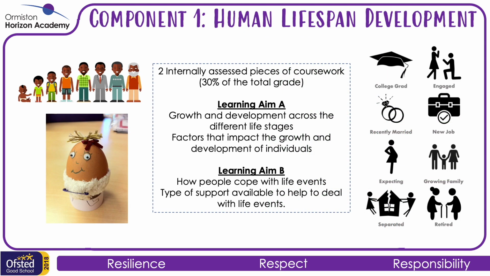The first of the 3 components is component 1, human lifespan development. And in this component, students will study the areas of growth and development that contribute to the person as a whole, looking at their physical, intellectual, emotional and social development. Students will also be able to reflect on different factors that can actually impact many different parts of somebody's life, such as relationships, family, and then they'll also consider the ways in which they impact on each of the different areas of growth and development.